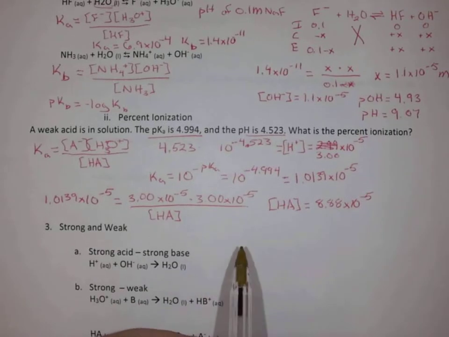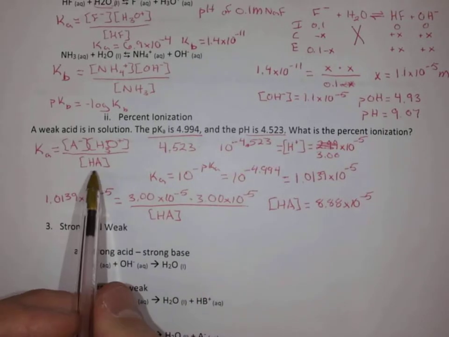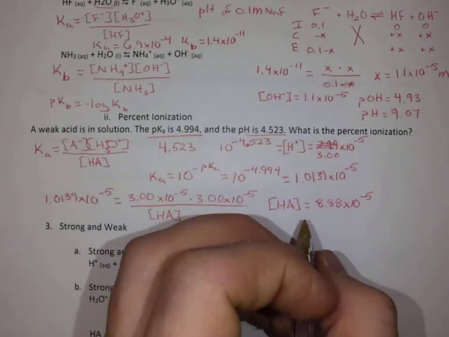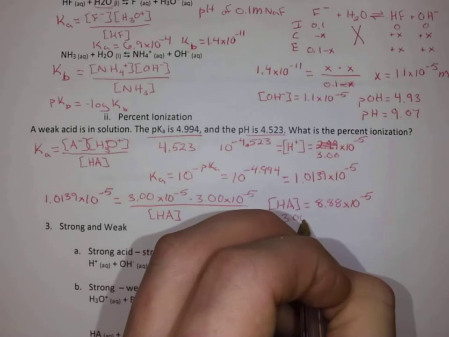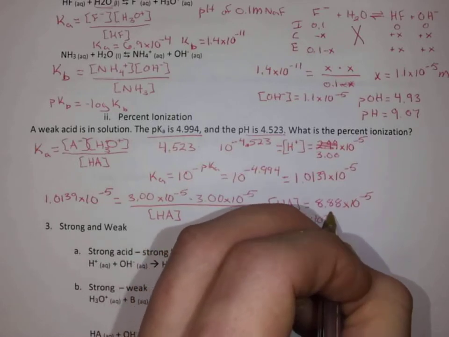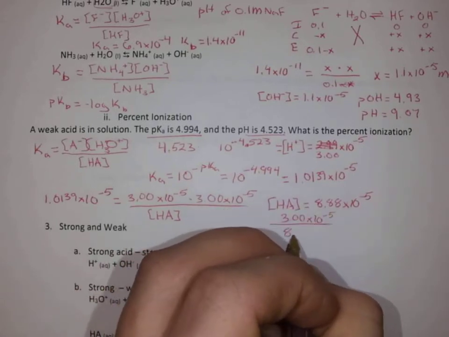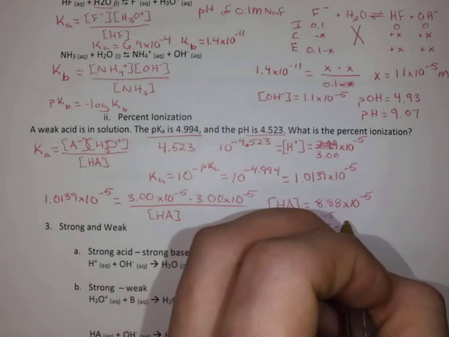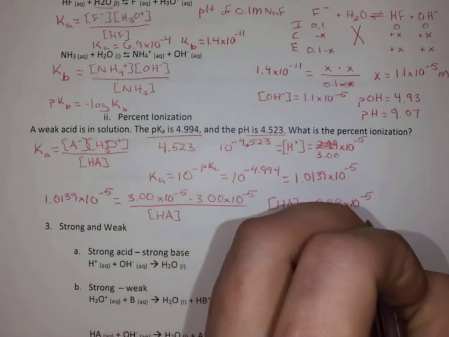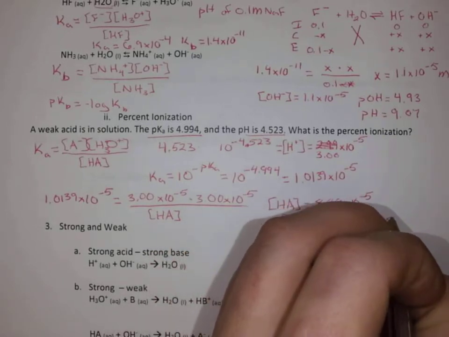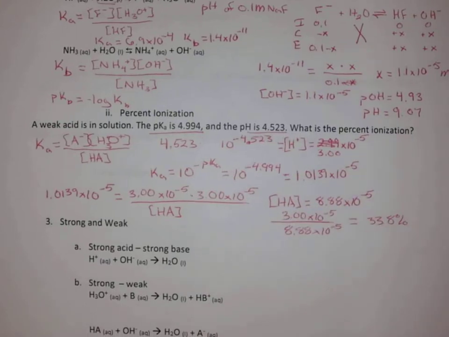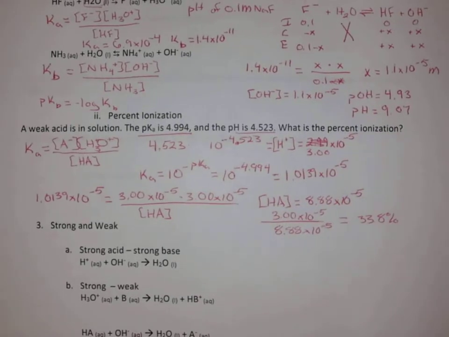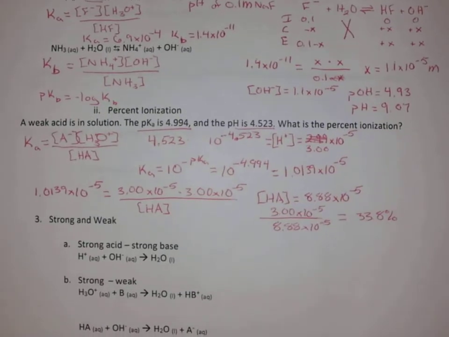So now I have my A minus over HA. I can do a percentage. 3.00 times 10 to the negative fifth over 8.88 times 10 to the negative fifth. That equals 33.8% ionized. Okay? So that's just some extra little math tricks that we can do as well.